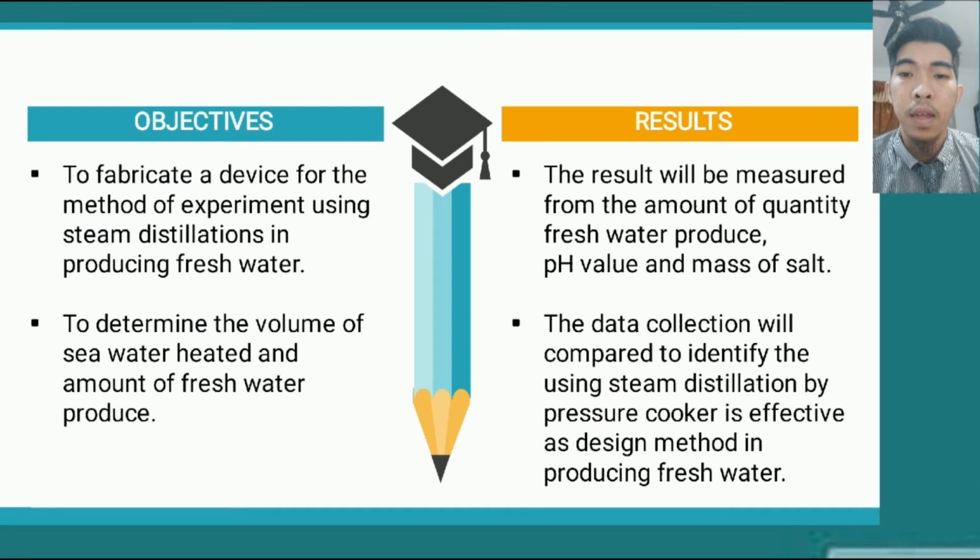Okay. The objective of this experiment is to fabricate a device for the method used, which is steam distillation in producing fresh water, and then to determine the volume of seawater heated and amount of fresh water produced. For the result, it will be measured from the amount and quality of fresh water produced, pH value, and also mass of salt. The data collected will be compared to identify whether steam distillation by pressure cooker is as effective a design method in producing fresh water.